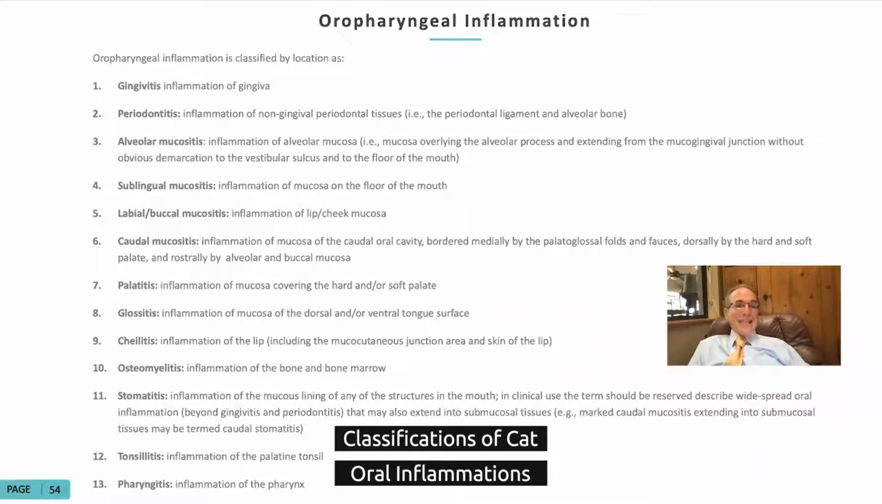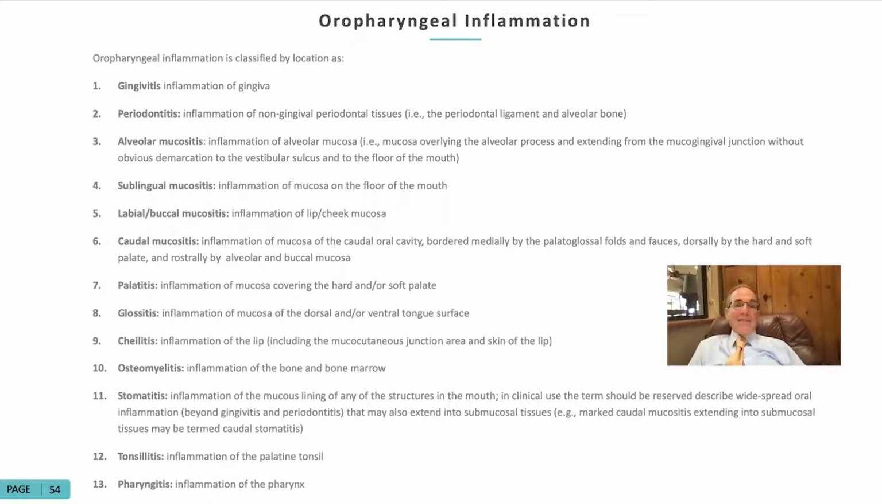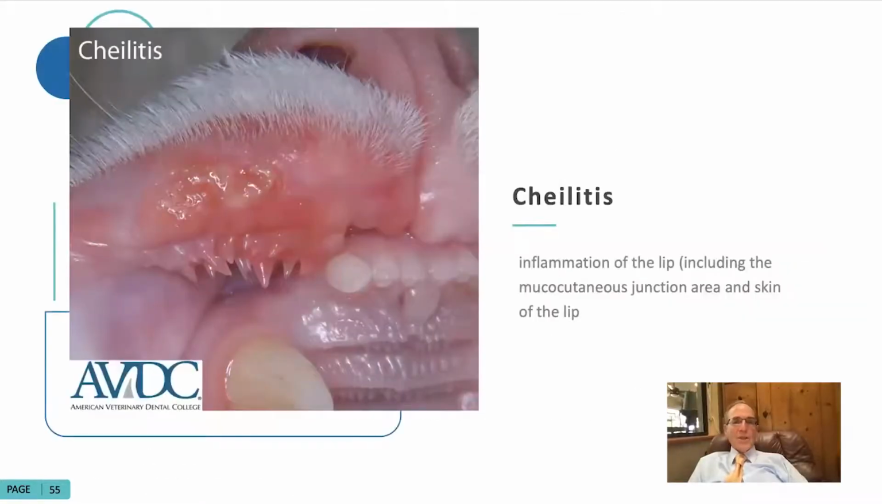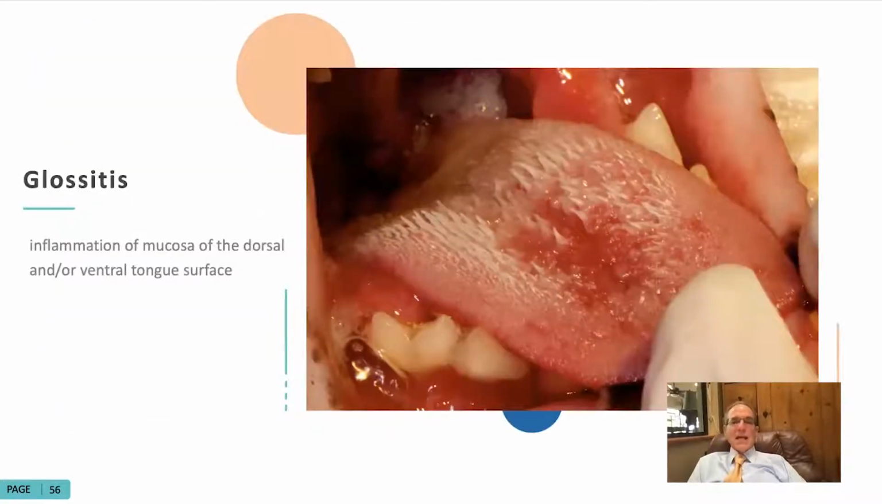There are 13 classifications of oral inflammation in the cat. All of these classifications can be found on the avdc.org/nomenclature website. So it's avdc.org, American Veterinary Dental College.org/nomenclature. And we'll start with cheilitis, which is an inflammation of the lips, including the mucocutaneous junction. Then there's glossitis.